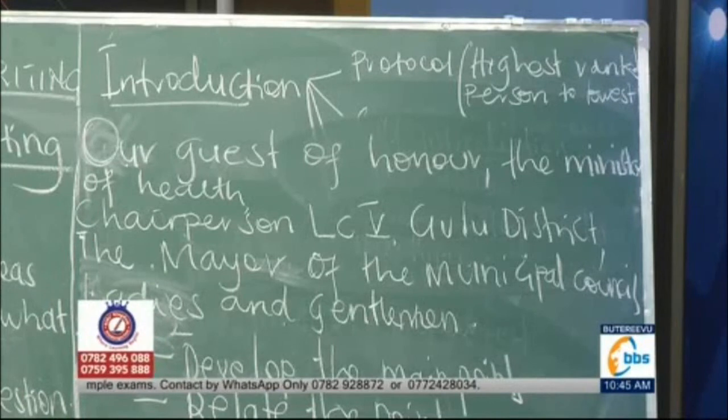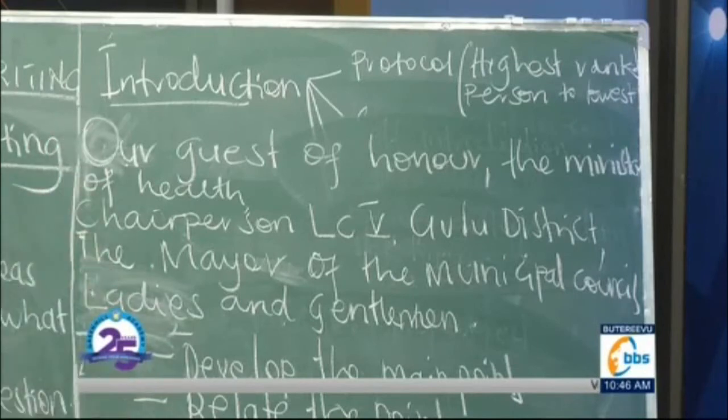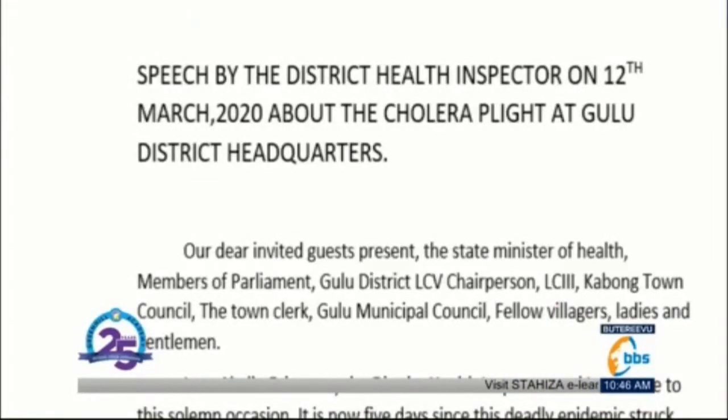And I know some students out there will say, this is how our teachers taught us. But there's also another one which is better, I would think so, where we are going to use the paragraph as you see on the screen. Yes, this is block. Some of your teachers have taught you like that. But we have another way. We are using the paragraph, and we are saying, our dear invited guests present, the State Minister of Health, members of Parliament, Gulu District LC5 Chairperson, LC3 Kabong Town Council, the Town Clerk, Gulu Municipal Council, fellow villagers, ladies and gentlemen.